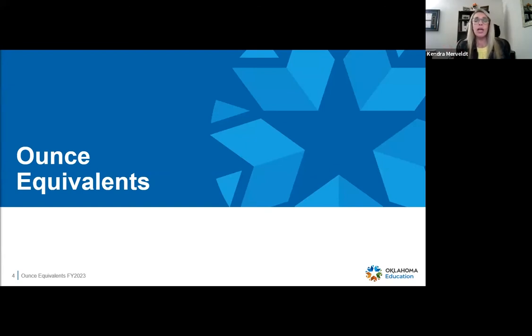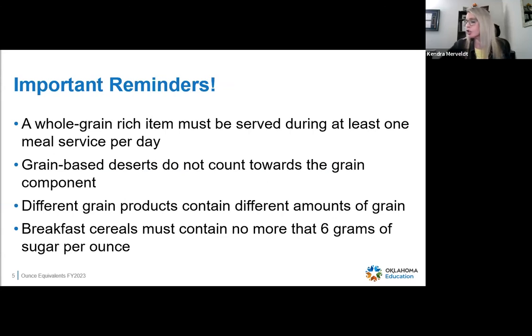So we're going to talk about the ounce equivalent and show you a little bit about the differences, and make sure that you're using some of these items that we have for you. Now, I forgot, I do need to add one more thing to the handout, so to the packet, and I will make sure that I do that before we send it out.